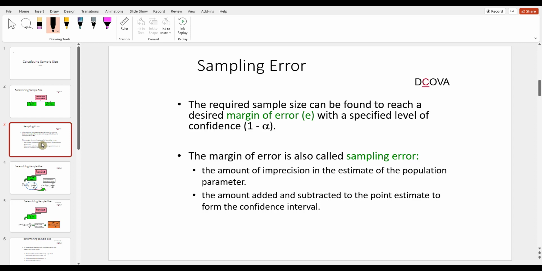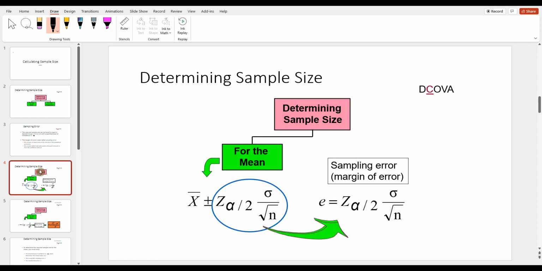can be found to reach a desired margin of error, which is denoted by the letter E, with a specified level of confidence, which is 1 minus alpha. The margin of error is also called the sampling error, and is the amount of imprecision in the estimate of the population parameter. It's also the amount added and subtracted to the point estimate to form the confidence interval.